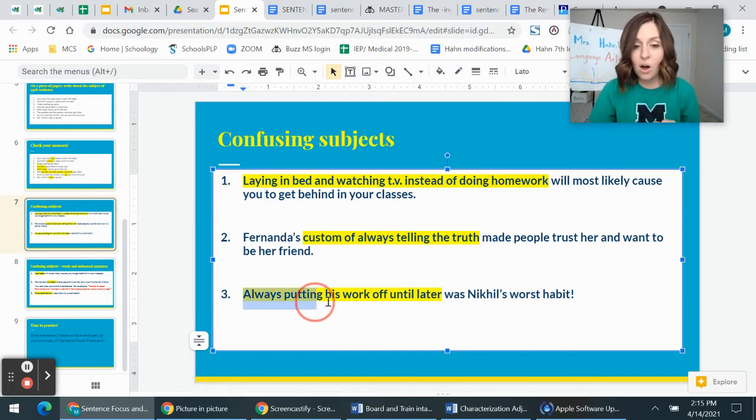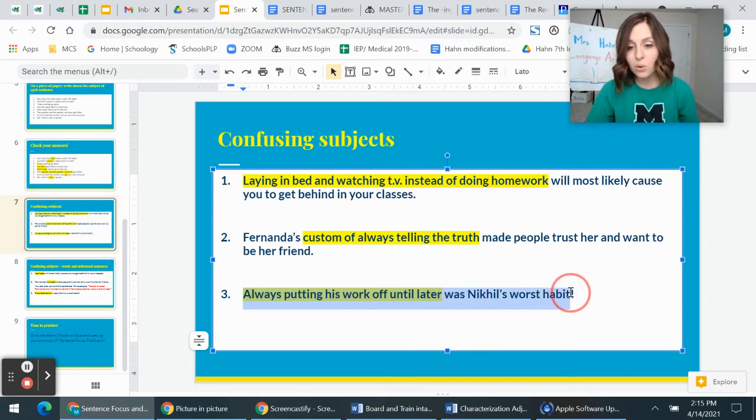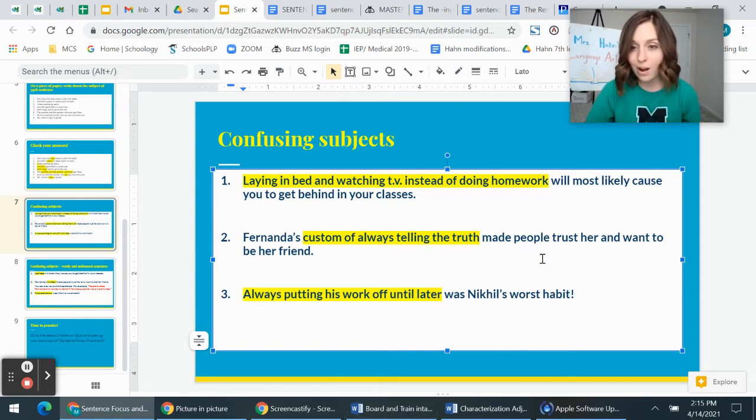Here's number 3. Always putting his work off until later was Nikhil's worst habit. So again, I would like a more focused subject. So I want to pick one word that would replace this, always putting his work off until later.